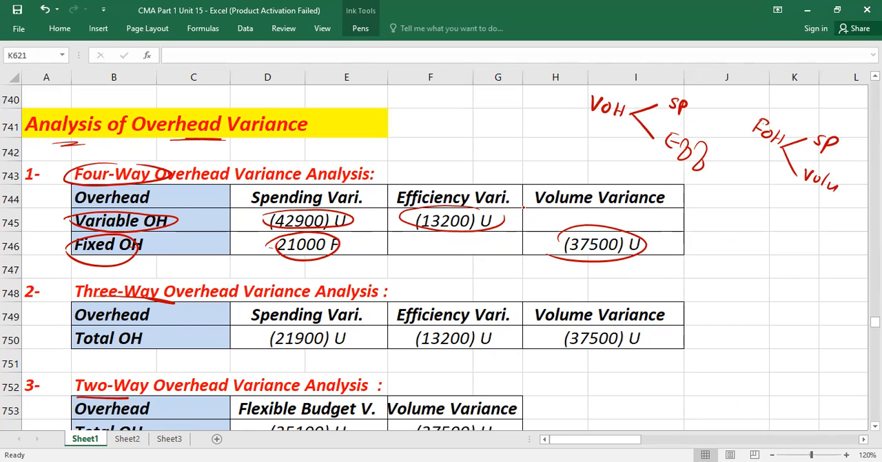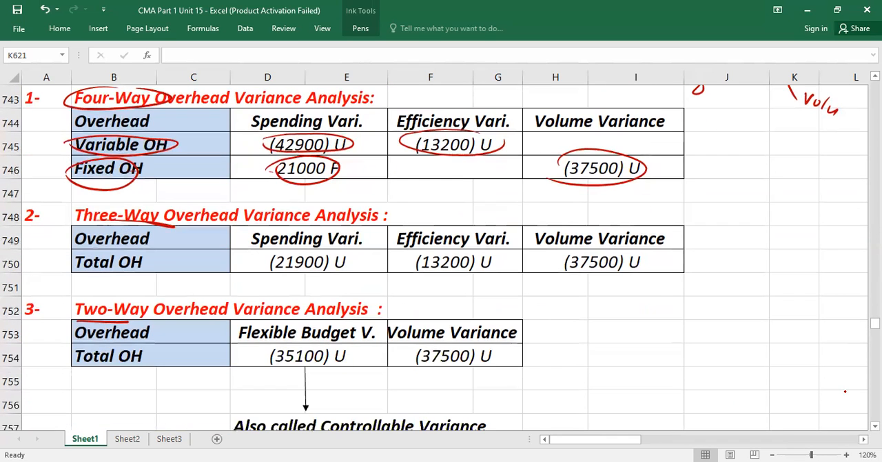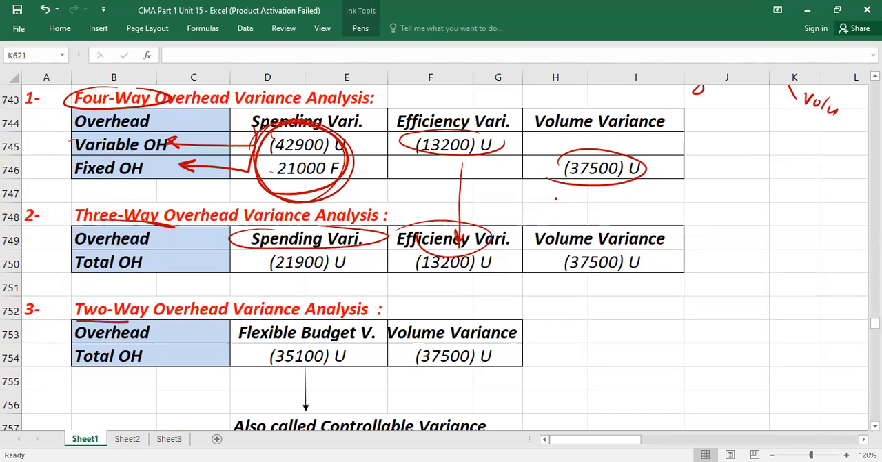Then we have three-way. Three-way means three variances: one, two, three. So what will be the first? Please remember here. I'll merge two variances. Which two variances did I merge? Spending of variable overhead and spending of fixed overhead. I will merge them as one. I will net off, plus or minus, these two variances, and I will show one variance, which is the spending variance. The second variance I will report is efficiency variance. And the third variance I will report is volume.